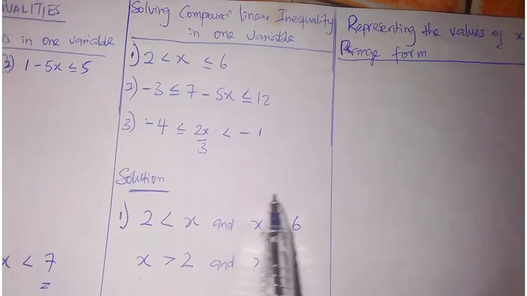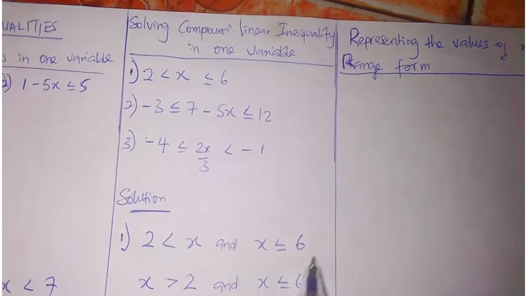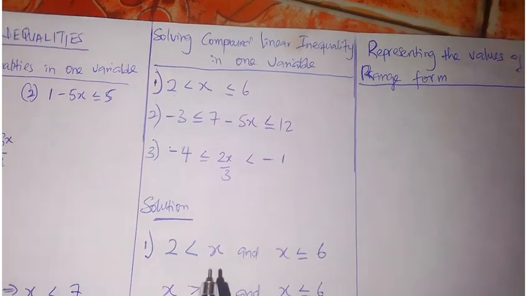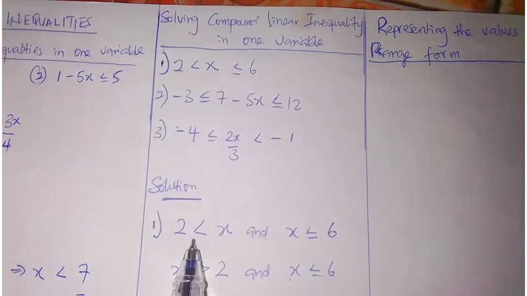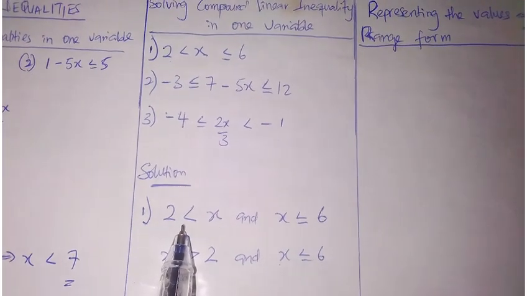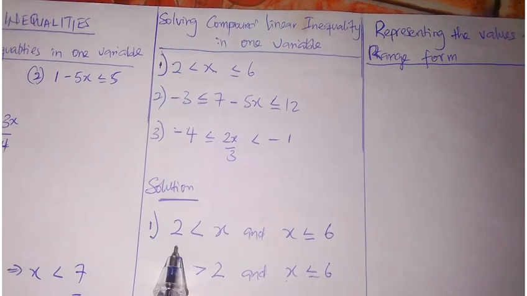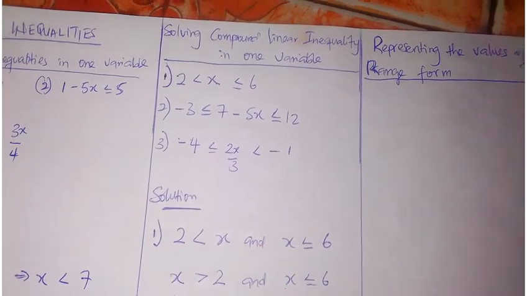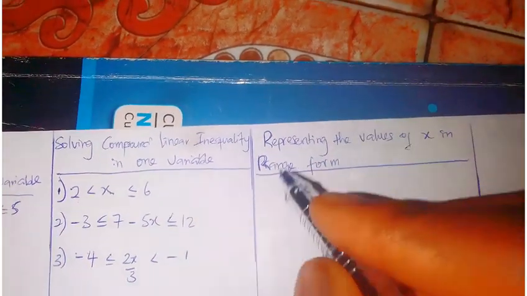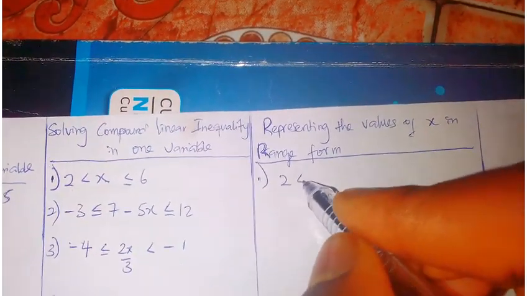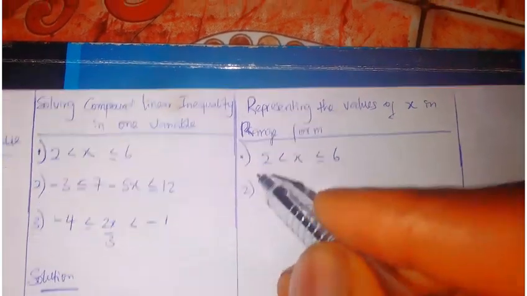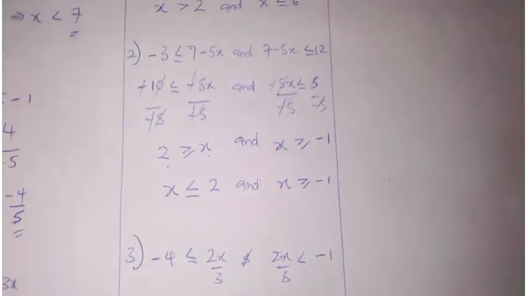For the right, most times under range, it does not change. The greater one does not change in sign. What changes mostly is the smaller one. All the time, the smaller one changes. So this now becomes 2 less than x and x less than or equal to 6. x must be in the middle. So for number 1, the range form is 2 less than x less than or equal to 6. Simple.